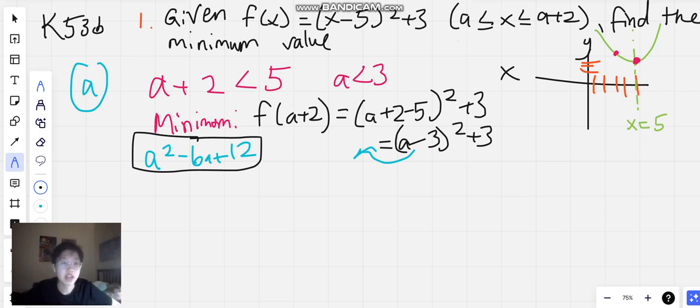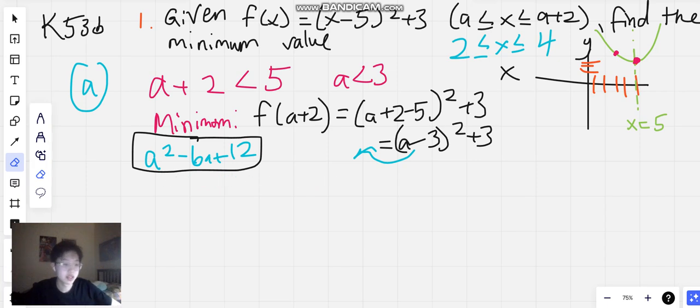If a was equal to 2, let's just give a hypothetical. If a was equal to 2, then my boundaries would be from x is equal to 2 to x is equal to 4. And in that case, I know that the minimum is going to be, I would plug in a equals 2 into here, and that would give me my minimum value. So I could plug in 2, I would get 4 minus 12 plus 12, which would be equal to 4.